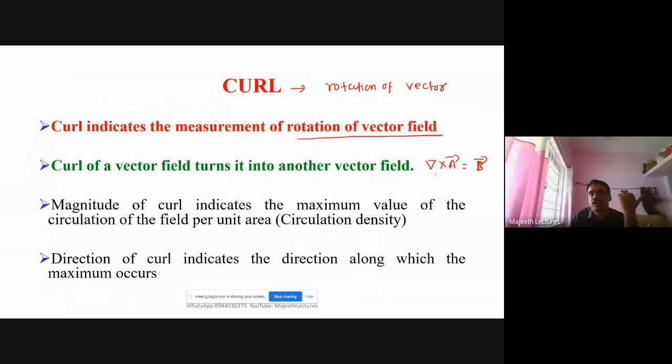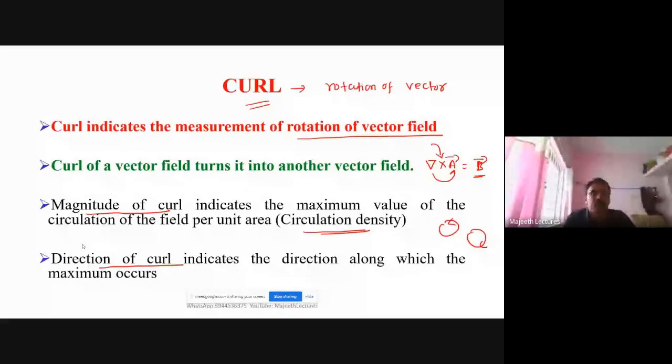So del operates on the vector. I told you for curl it is the cross product, you remember, del cross A is equal to B. So a vector has both magnitude and direction. So curl has both magnitude and direction. The magnitude of curl indicates the circulation, how fast it will rotate. That is given by the magnitude of the curl, whereas the direction of the curl indicates in which direction it is rotating, whether it is rotating in the anti-clockwise direction or the clockwise direction. That is given by the direction of the curl.